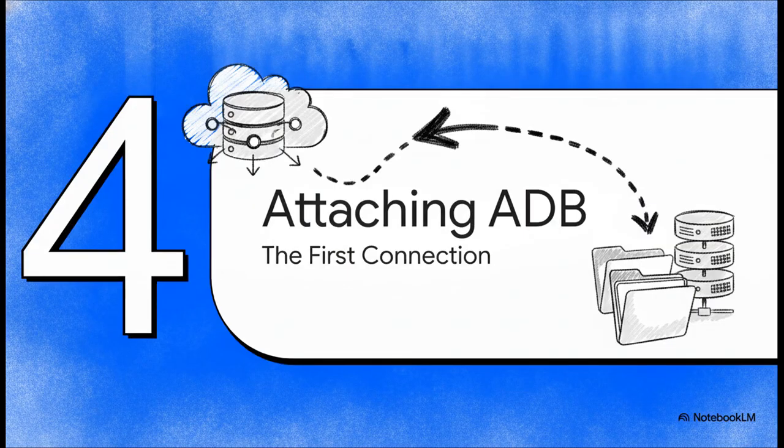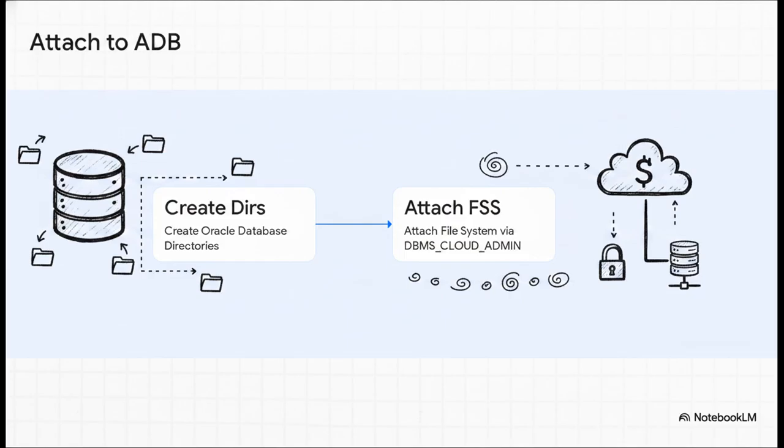All right, Part 4, attaching the autonomous database. Time to make that first connection. Since we don't have command line access to the ADB host, we handle this entirely through SQL using native cloud admin packages. It's actually pretty slick. First, you create an Oracle Database Directory object that points to your mount path. Then, you run a procedure within the dbms_cloud admin package, dropping in that FQDN we copied a minute ago. Boom. That securely binds the FSS mount target right to your database directory.